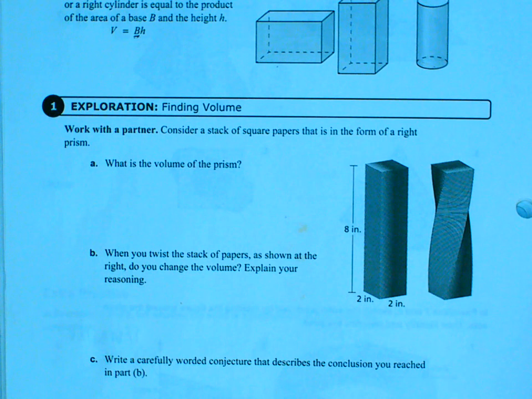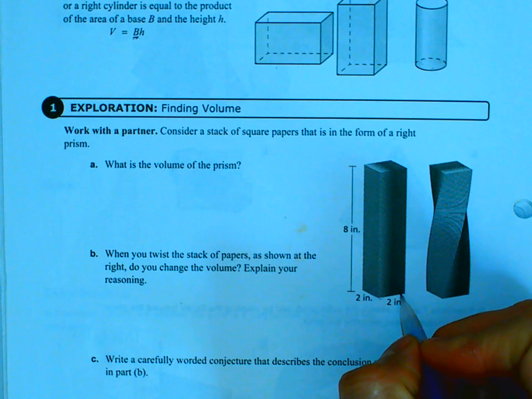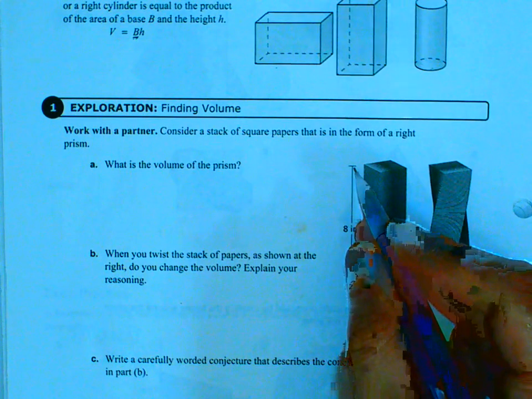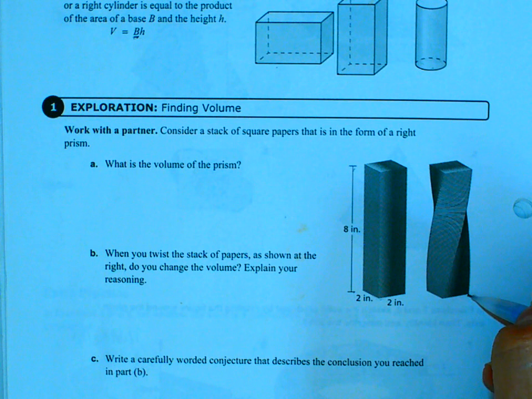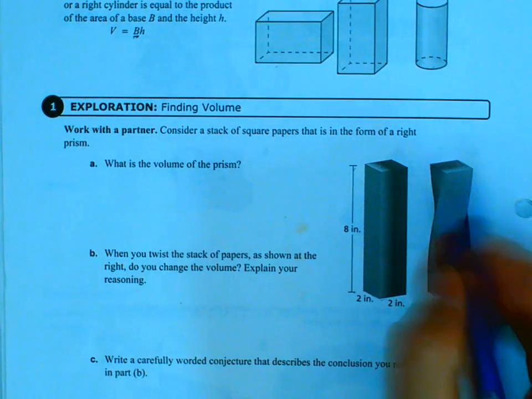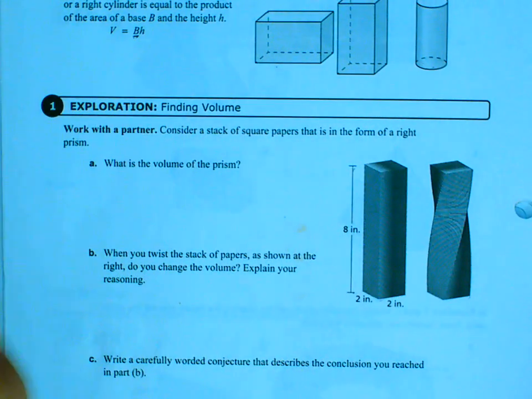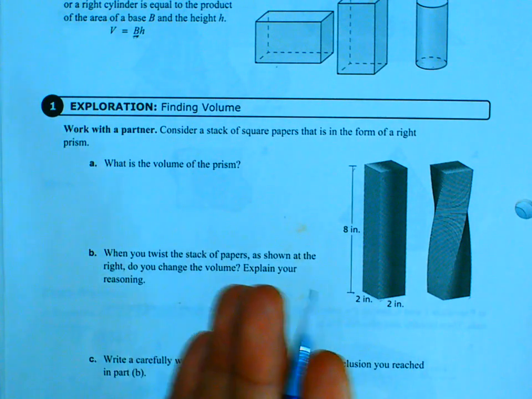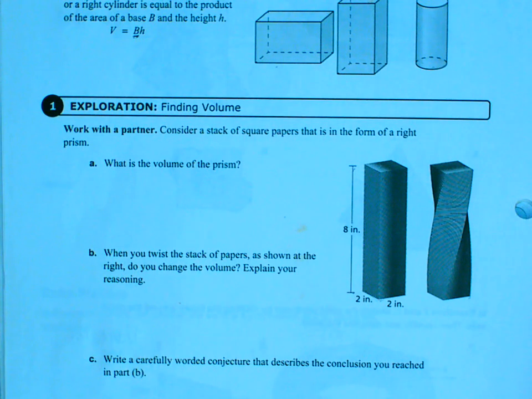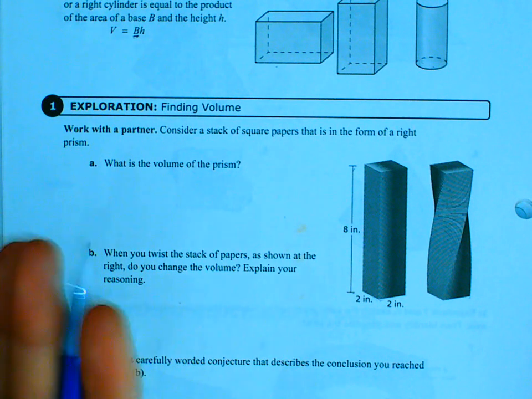For example, here you can see that you have a square stack of papers, and the papers are 2 inches by 2 inches, and it has a height of 8 inches. In this example, it's the same amount of papers, it's just twisted. Now, if this stack of papers were tilted to the side, it would have the same volume because it'll have the same base, the same area, and the same height. This is called Cavalieri's principle. Even if your figure is tilted, we're still going to use pretty much the same equation.